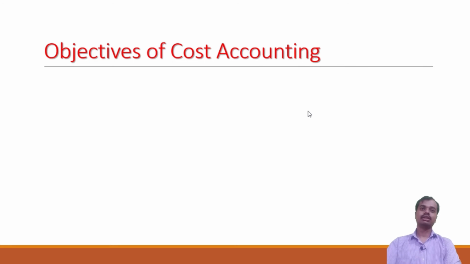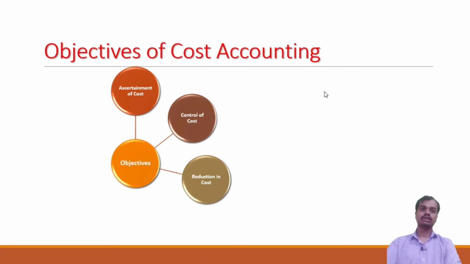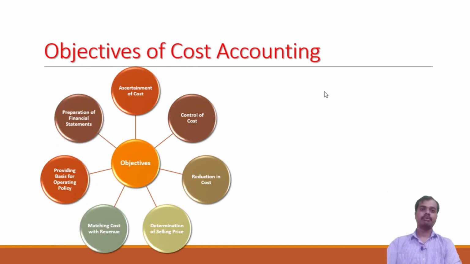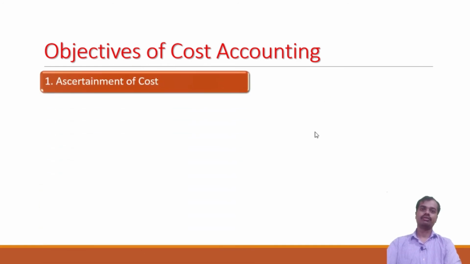Now we will see the objectives of cost accounting. The objectives of cost accounting include ascertainment of cost, control of cost, reduction in cost, determination of selling price, matching cost with revenue, providing basis for operating policy, and preparation of financial statements. Let's see one by one. First objective is ascertainment of cost.